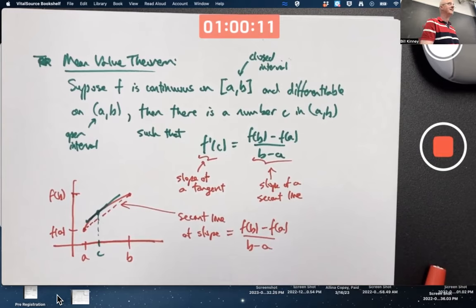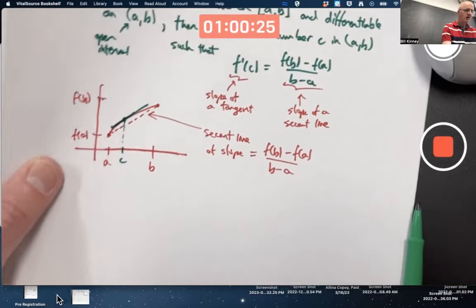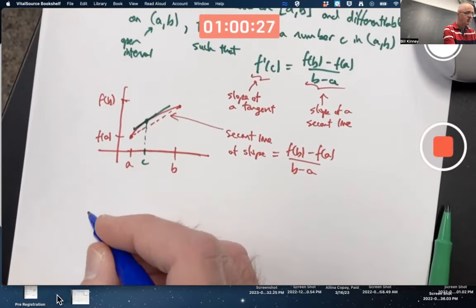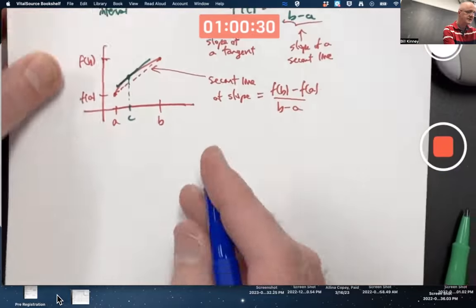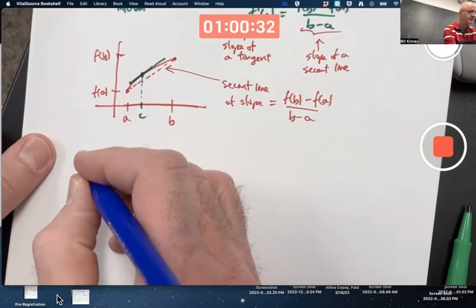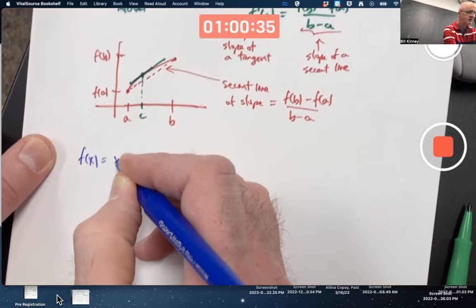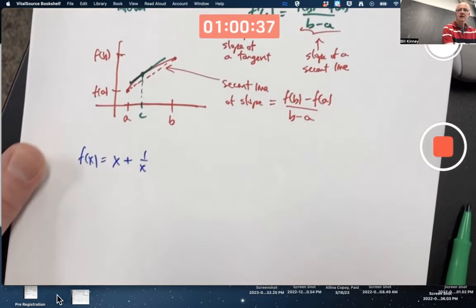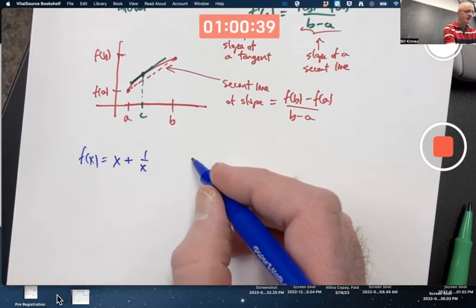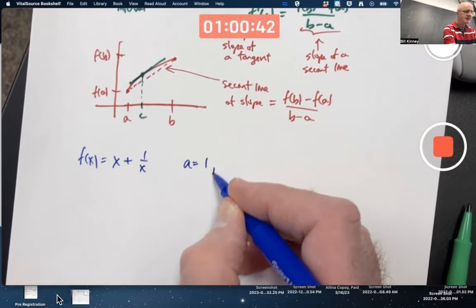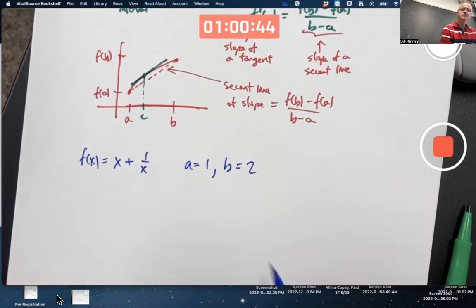There are functions that this does not apply to, functions that are not continuous or not differentiable. You should take the time to look at examples in the book or maybe my extra video where I talk about such examples. But let's just illustrate this theorem. Back for our example, let's go ahead and use the example we were looking at just 10 minutes ago. f of x equals x plus 1 over x. I need to pick an interval here. Let's say a is 1 and b is 2.